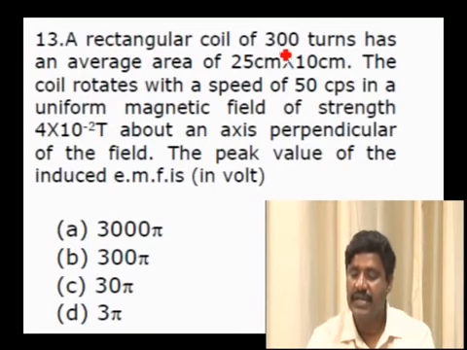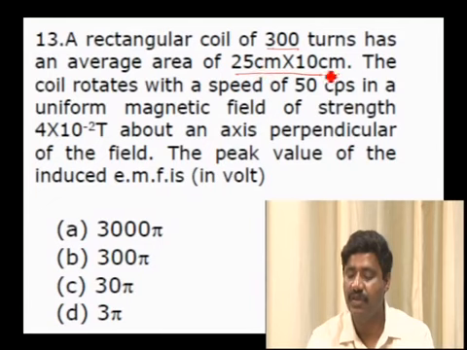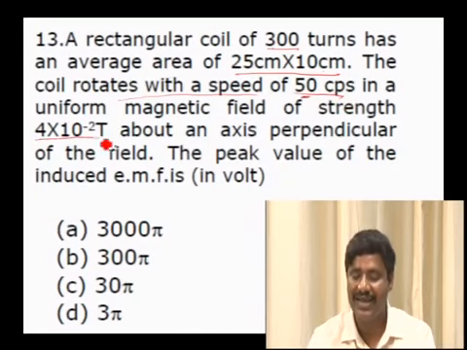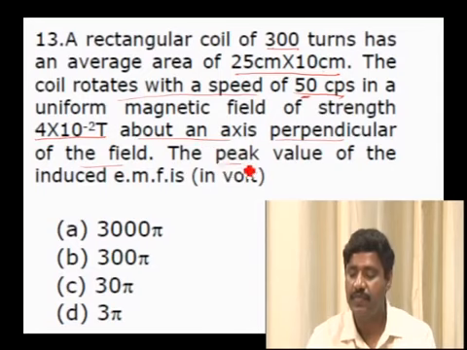There is a rectangular coil having 300 turns. The average area will be 25, this is length into breadth. The coil rotates with a speed of 50 CPS, that is 50 cycles per second, in a magnetic field about an axis perpendicular to the field. The peak value, peak is nothing but the maximum value.